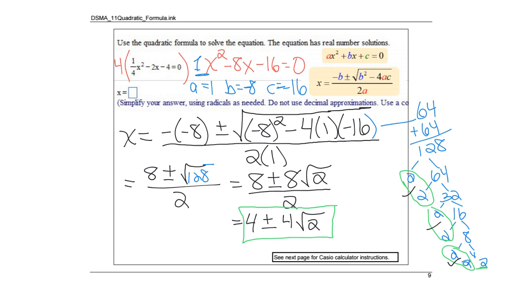Sometimes you'll see the answer separated, where you have 4 minus 4 times the square root of 2, comma, outside of the radical, comma, and then 4 plus 4 times the square root of 2. So sometimes they're separate. My math lab usually lets you put the plus or minus in there, so hopefully for this one it does. I'm going to go ahead and show you on the next page how you can put this in the Casio.